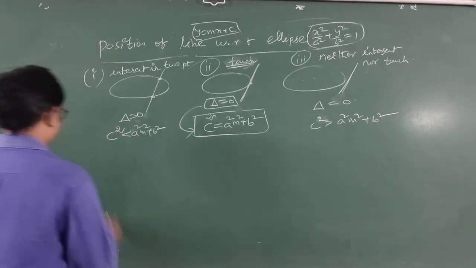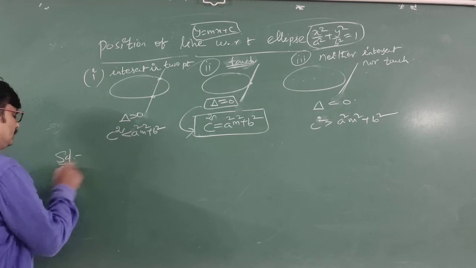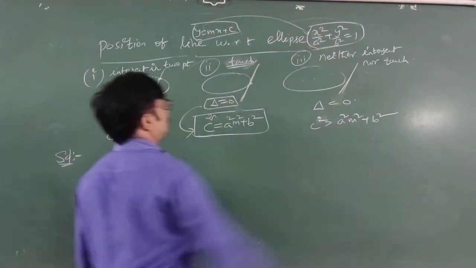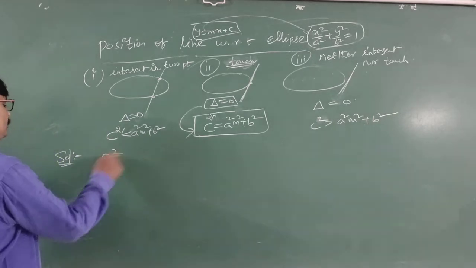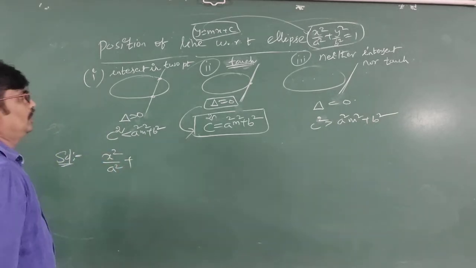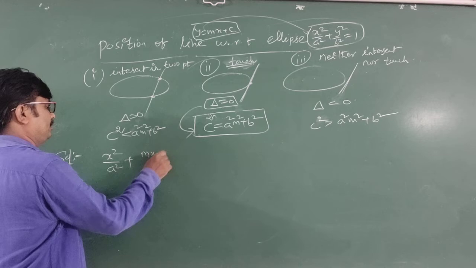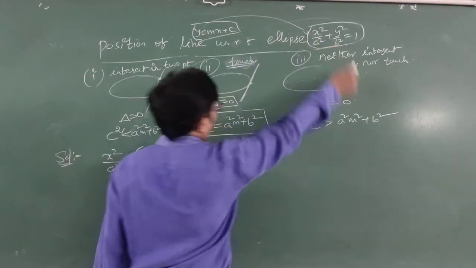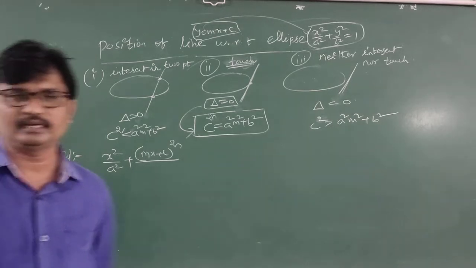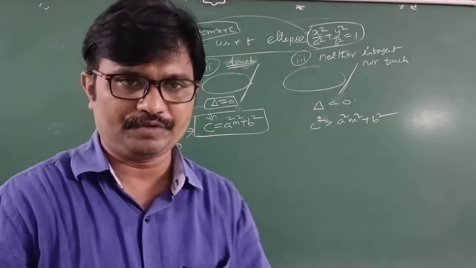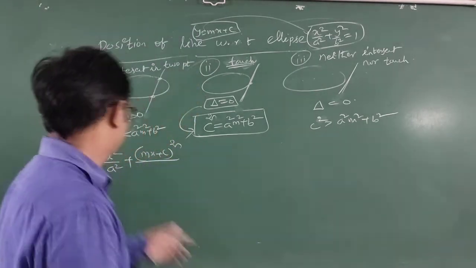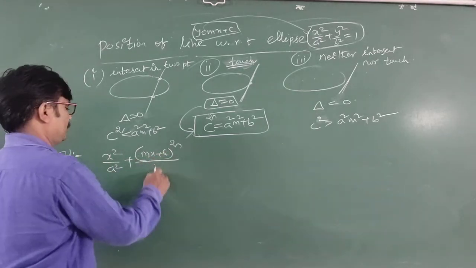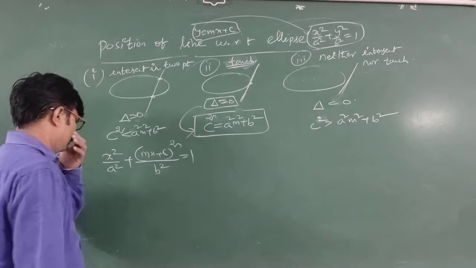So dear students, y = mx + c is the line. We just substitute here: x²/a², and after that y we take as mx + c. You can write the quadratic equation in terms of x or y. So this is x²/a² plus (mx + c)²/b² equal to 1.